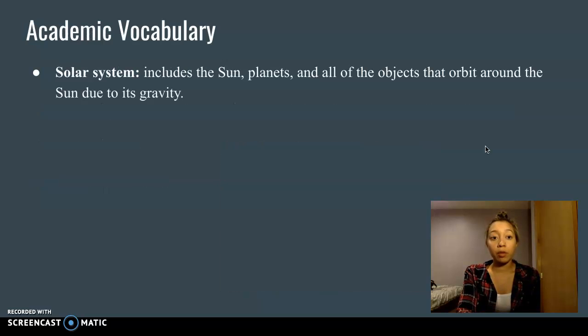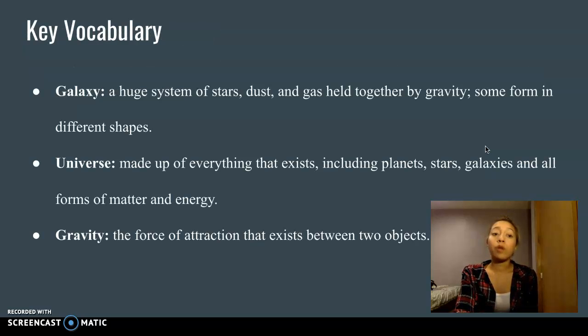As for academic vocabulary, there is the solar system, which includes the sun, the planets, and all the objects that orbit around the sun due to its gravity. As for key vocabulary, the first key vocabulary word is galaxy, which is a huge system of stars, dust, and gas held together by gravity. Some form in different shapes. The second key vocabulary is the universe, which is made up of everything that exists, including planets, stars, galaxies, and all forms of matter and energy.